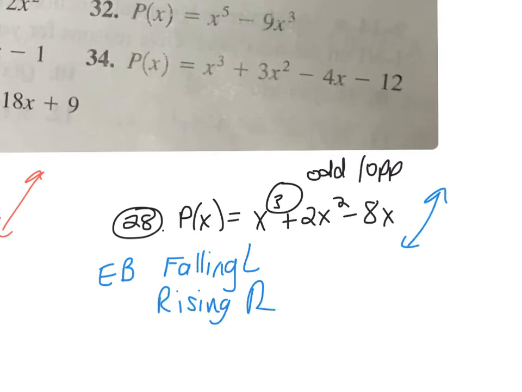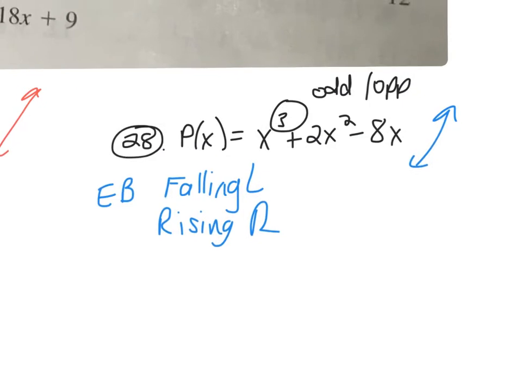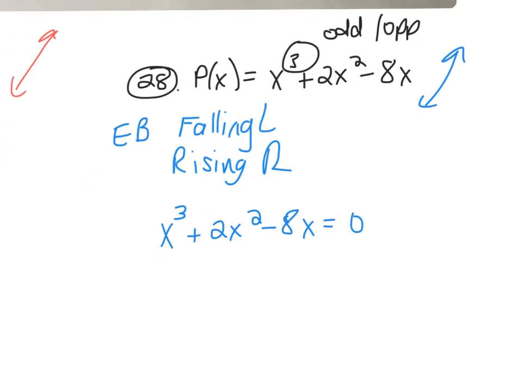If you wrote rising right, falling left, I'm not going to mark it wrong. But generally, guys, you read left to right, so answer left to right. But if you wrote it correctly, but you wrote rising first, it's fine. It's no worries. All right, so now I'm going to say x cubed plus 2x squared minus 8x equals 0. So what do we do?